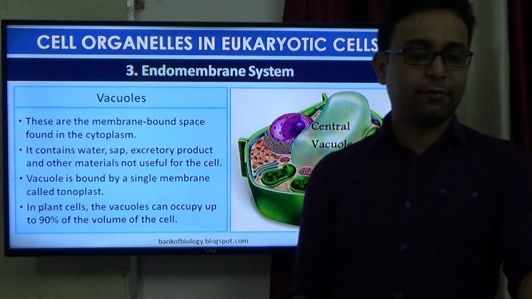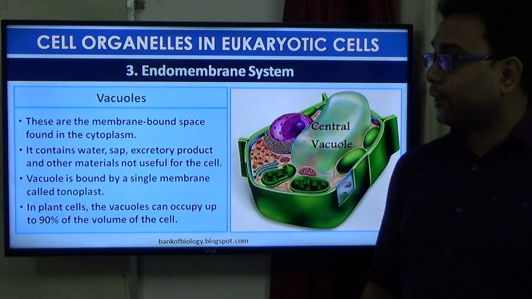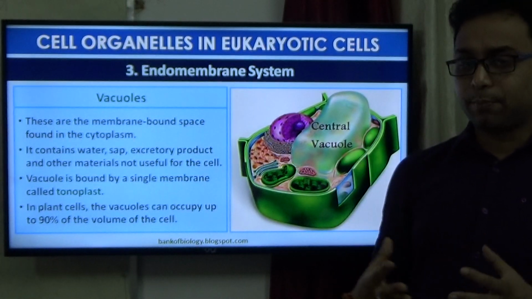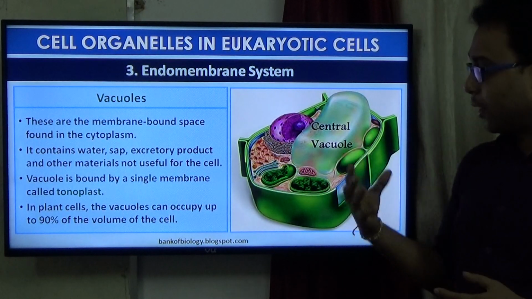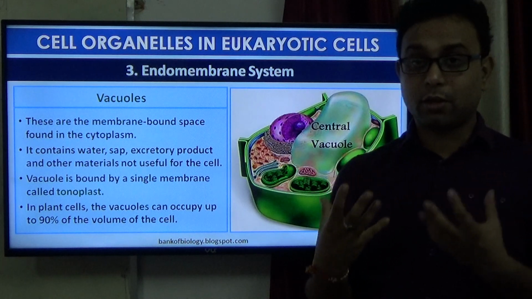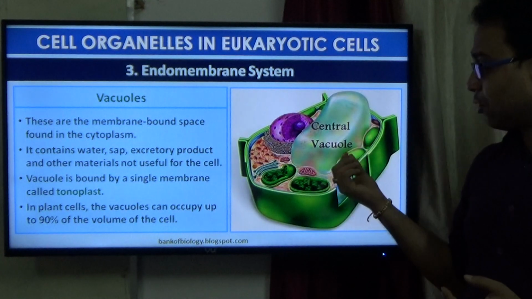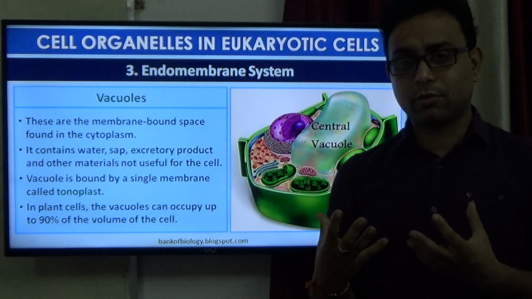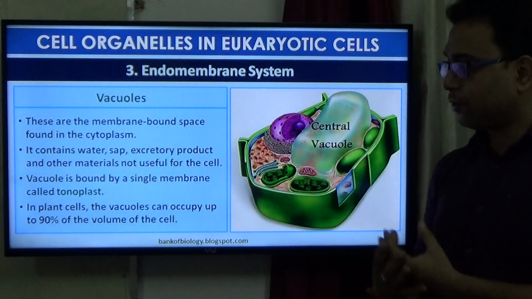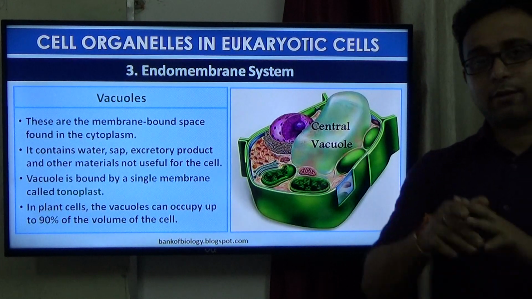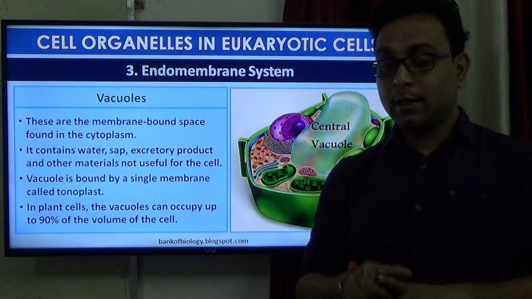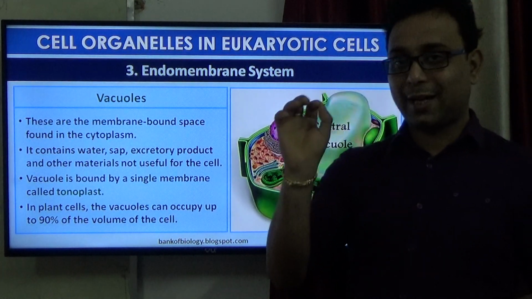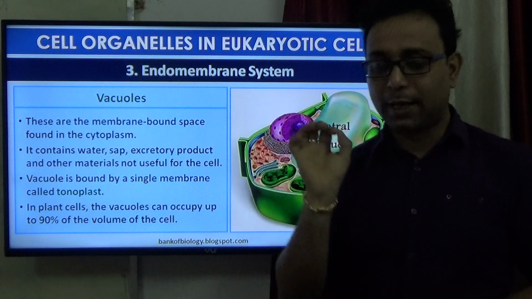Next we discuss the vacuoles. They are membrane-bound spaces present in the cytoplasm. They contain the water sap, because they contain water. They also contain excretory material, and sometimes some gas molecules are also present in the vacuole. But the vacuole is covered by a membrane. What is the name of the membrane? The name of the membrane is the tonoplast. What is the name? Tonoplast.